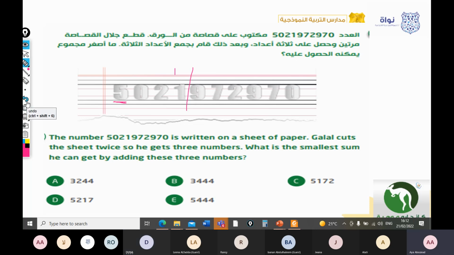So what's your opinion to cut between 2 and 1? So you can get 500 and it's going to be small. And the other cutting, let me think. If I cut between 7 and 2, that means 2000. So 2000 is more. If I change and cut between 2 and 9, that means I will get 1000. So now this number is the smallest.